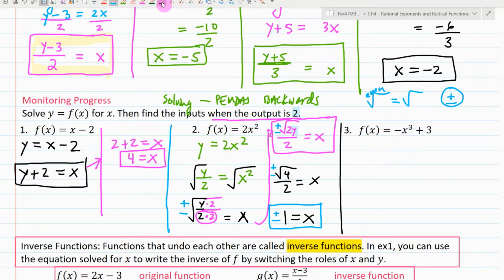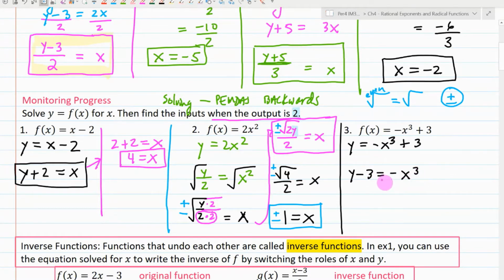All right. For the next part, y is equal to negative x to the third plus 3. So order of operations backwards. So we're going to do subtraction first. Y minus 3. We're subtracting 3 from both sides. Then division next. So we're going to divide both sides by negative 1.